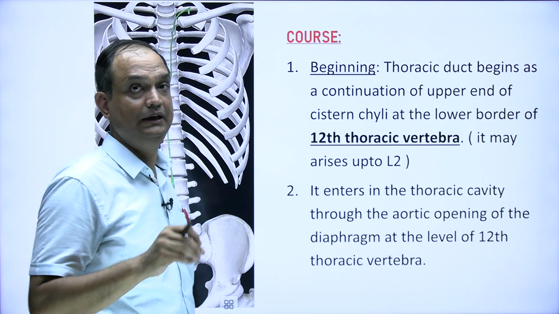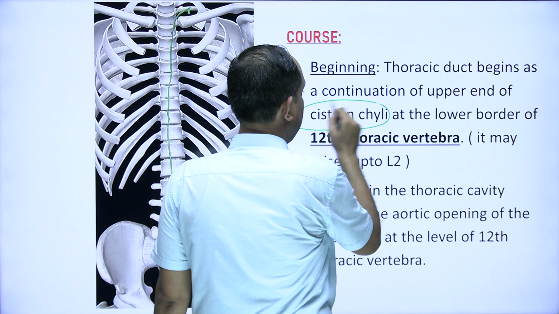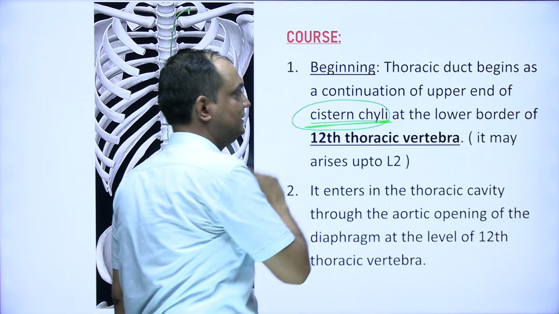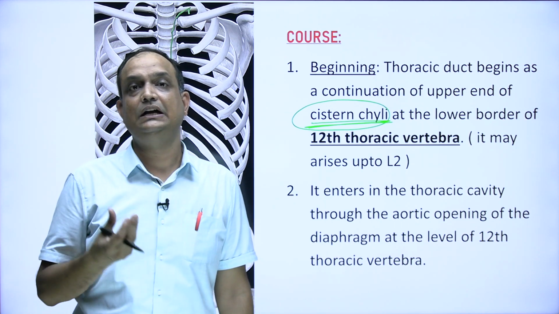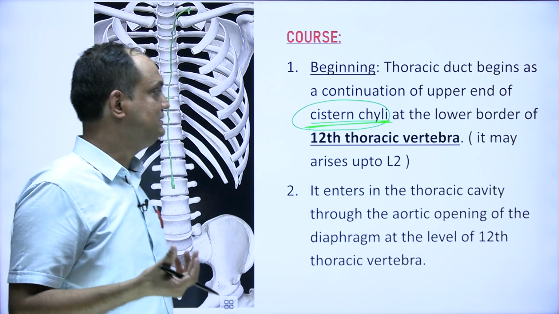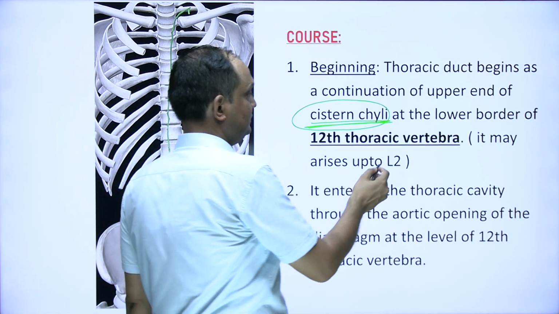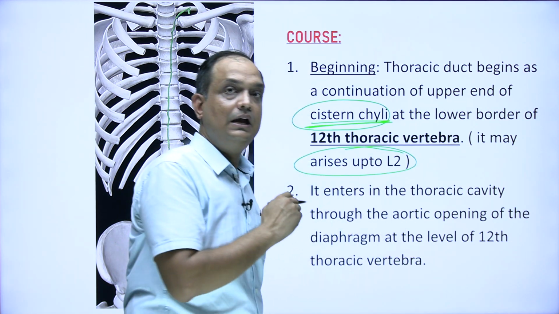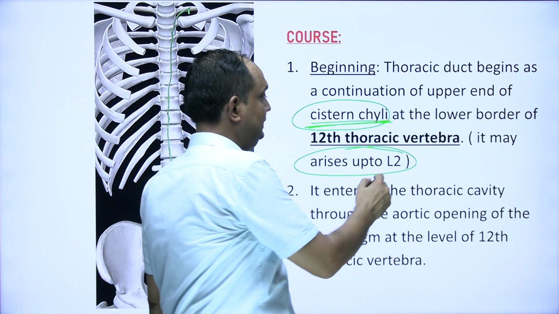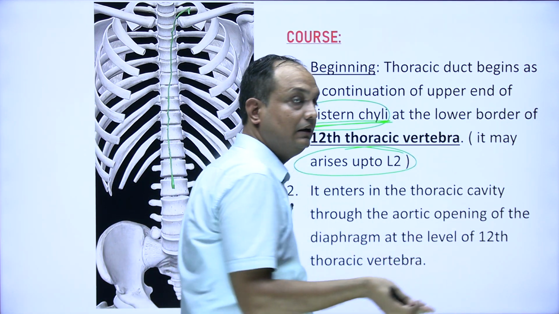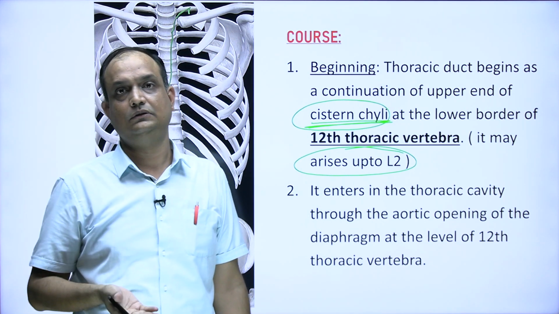When you see the beginning in the upper abdomen, it starts as a continuation of the upper end of the cisterna chyli. Now, what is the cisterna chyli? It is a sac-like dilatation, and this dilatation is present in the abdomen. In the abdomen, the cisterna chyli lies against the first or second lumbar vertebra, and that is why the upper end of the cisterna chyli provides continuation to the beginning of the thoracic duct.